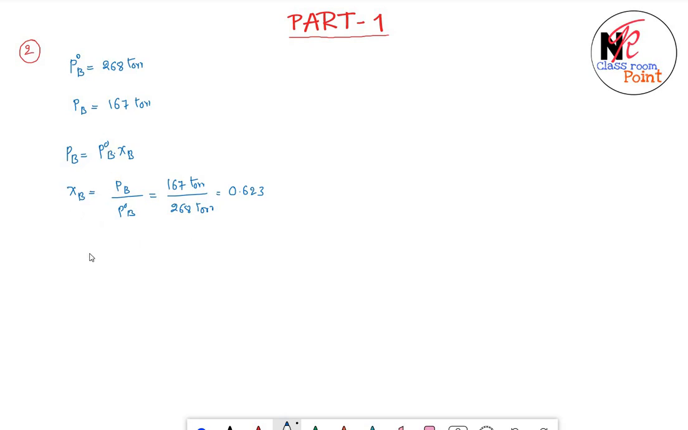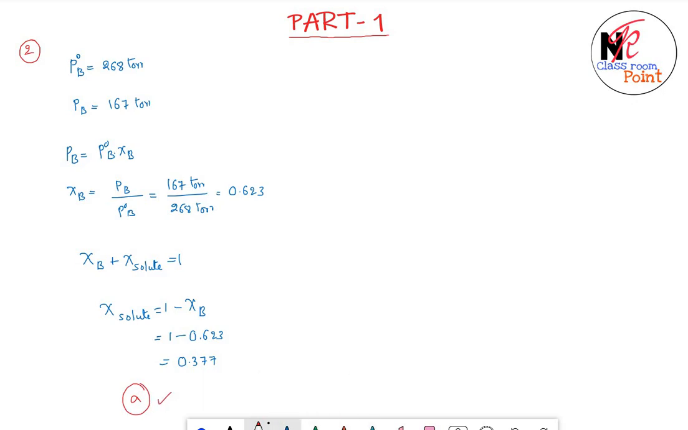But this benzene has some non-volatile solute. We all know that the sum of the mole fractions of any solution equals 1. So mole fraction of benzene plus mole fraction of non-volatile solute is equal to 1. Mole fraction of non-volatile solute is equal to 1 minus the mole fraction of benzene, which is 1 minus 0.623, equal to 0.377. So this much non-volatile solute is required. Hence, option A is correct.